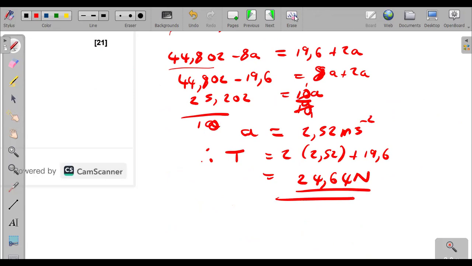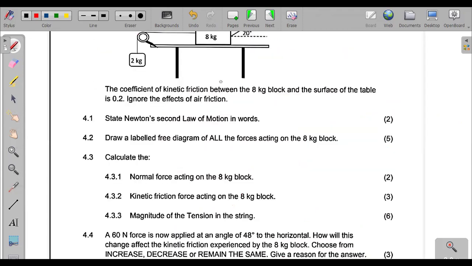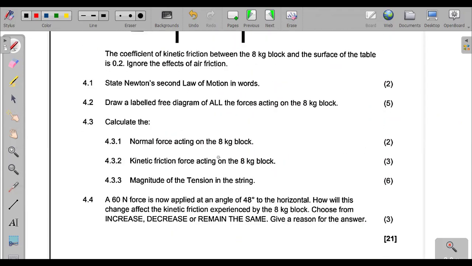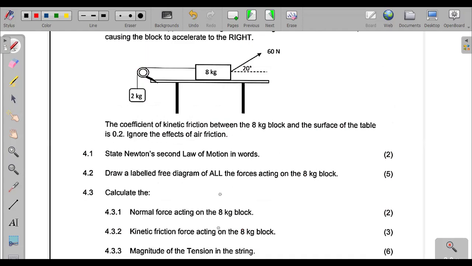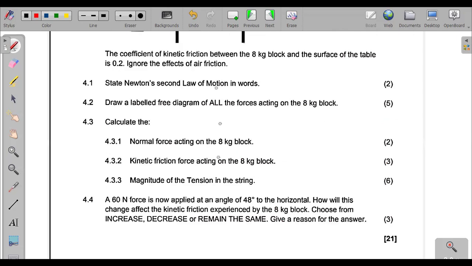Let's go to the other question. Question 4.4 is now saying a 60 Newton force is now applied at an angle of 48 degrees to the horizontal. How will this change affect the kinetic friction experienced by the 8 kg block? Choose from increase, decrease, or remain the same, and give a reason for the answer.